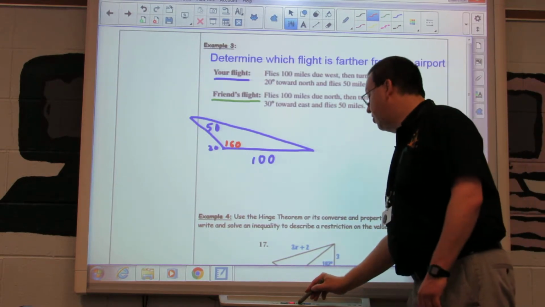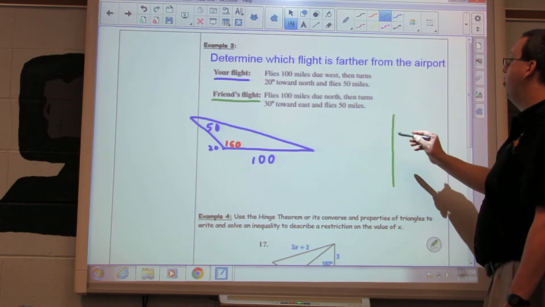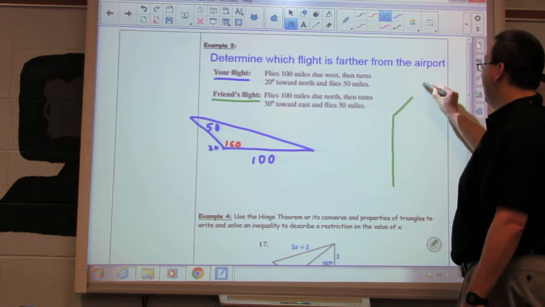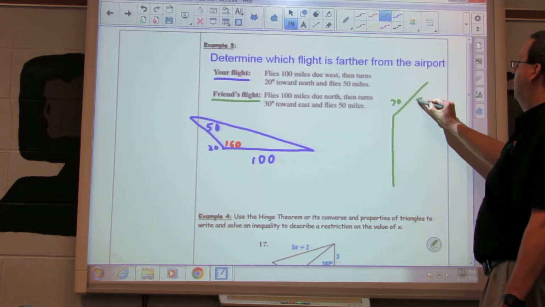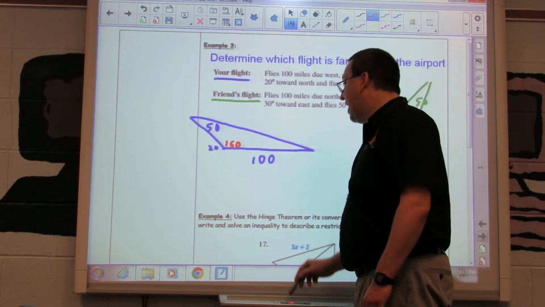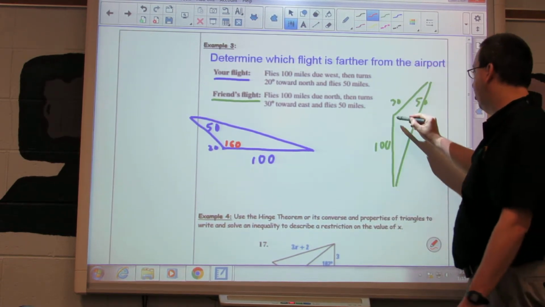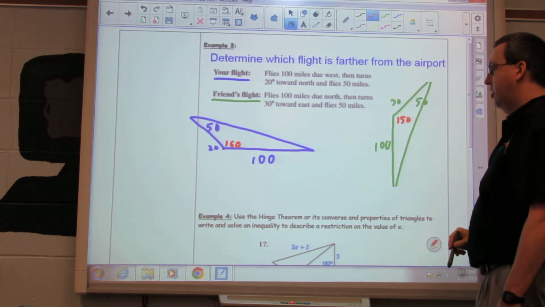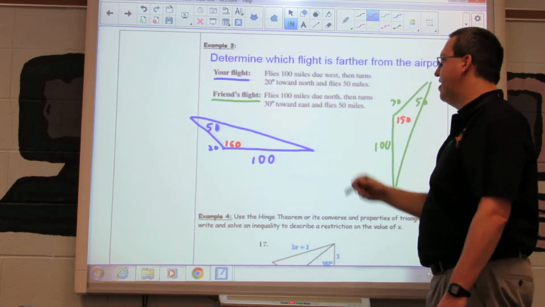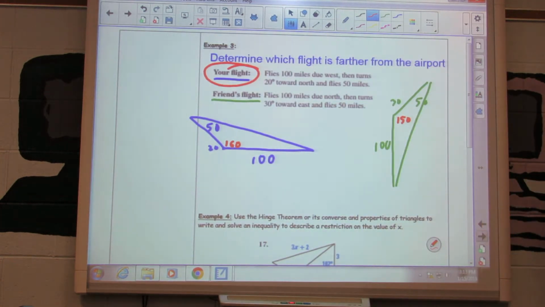We see something similar in your friend's flight. Your friend goes 100 miles due north. They turn 30 degrees to the east, which will be right. But I'm turning towards the east. So my 30 is here. So I have 50 and 100. This is my line that connects them. Again, the angle I care about isn't the 30, it's the angle in here, which is 180 minus 30, so this is 150. So your flight traveled a further distance away than your friend's flight. So your flight went further from the airport.